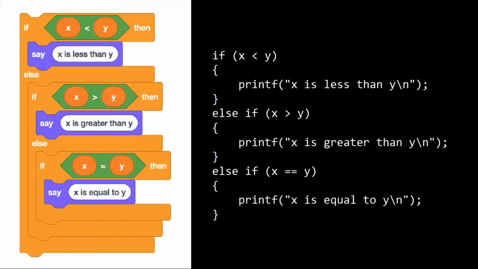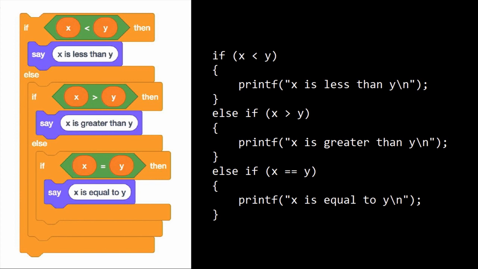All right, so what if we want to add this logic? Frankly, in Scratch, it's starting to look a little overwhelming, but this is just a 3-way fork in the road. If x is less than y, say so. Else if x is greater than y, say so. Else if x equals y, then go ahead and say they're equal. And in C, we can do this translation pretty directly as well.